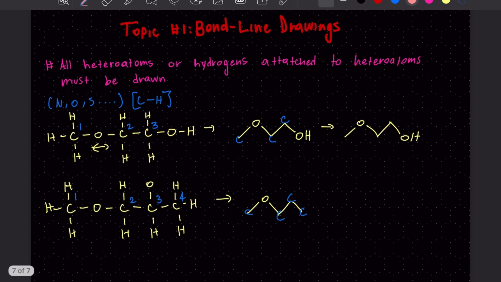And now, similar to our past example that we talked about, our substituents, we can see that at carbon 3 we have an oxygen, and that oxygen must be drawn, since all heteroatoms must be drawn. So, at carbon number 3, right here, we must draw our oxygen, which will look something like this. And that will be our bond line structure for that molecule.